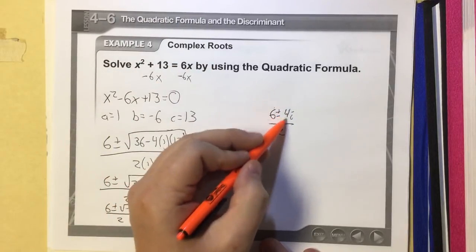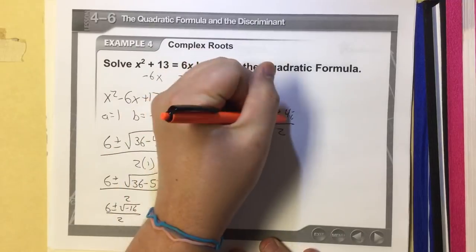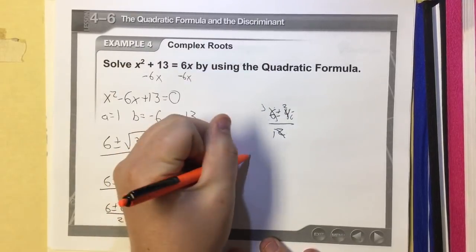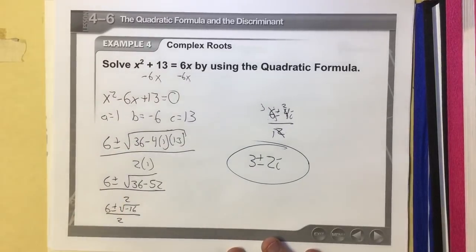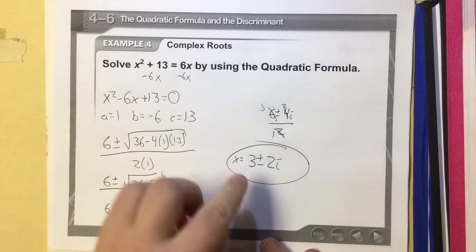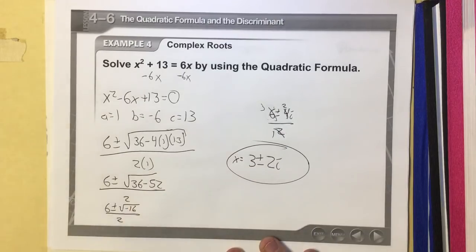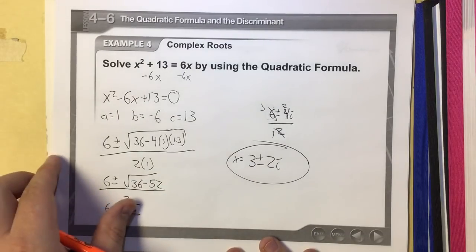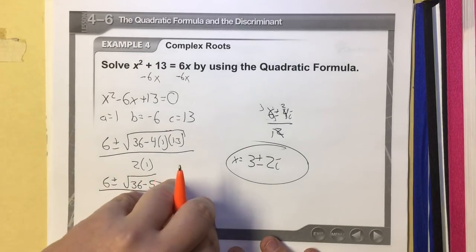Again, this can be divided by 2, so can here, and so can here. So we can change it to 3, 2, and 1. So 3 plus or minus 2i. This again is representing two different answers, 3 plus 2i and 3 minus 2i. There aren't like terms, so we can't combine them, so that's where we have to leave it.